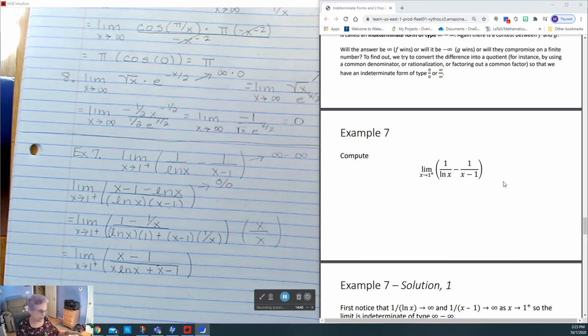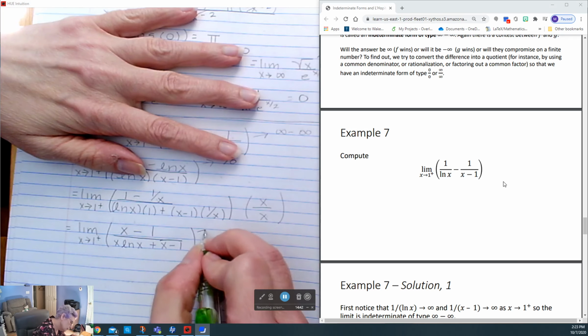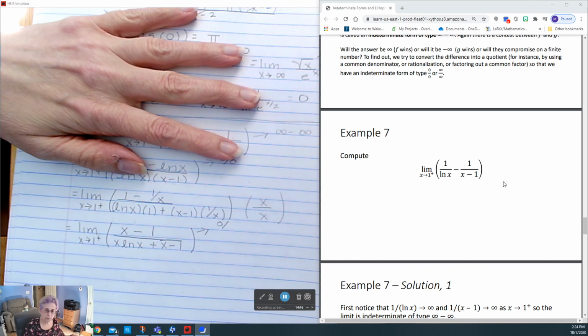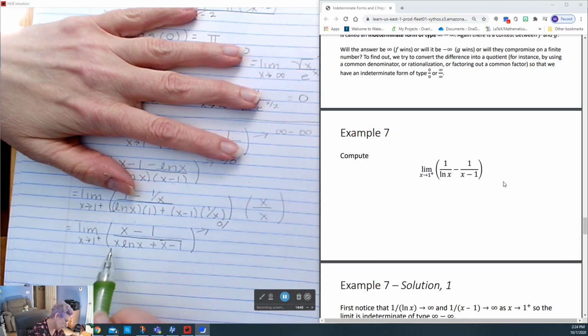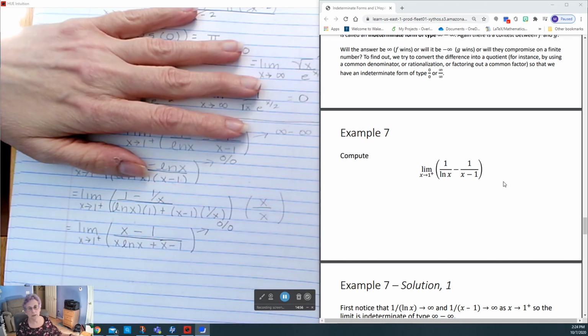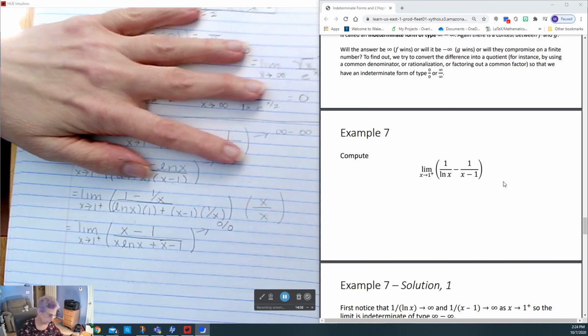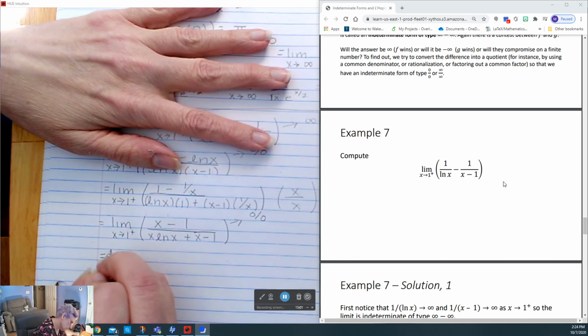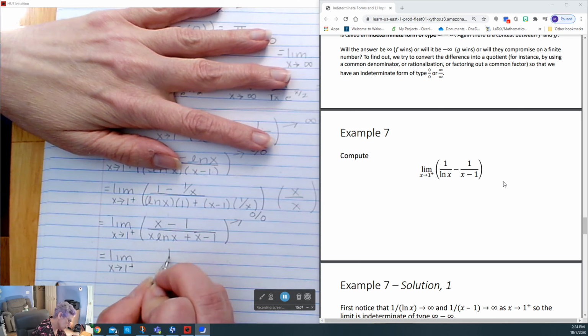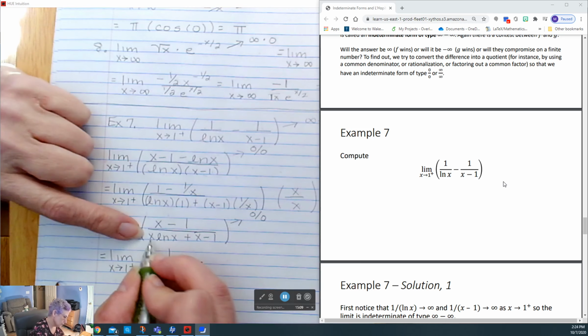Now let's see what happens when I plug 1 in. I get 0 on top. Down below, I get 1 times the natural log of 1, which is 0, plus 1 minus 1. Indeterminate again. X approaches 1 from the right. Derivative up top gives me just 1.